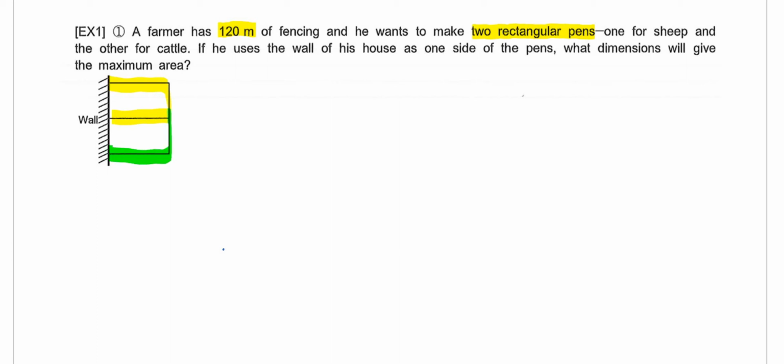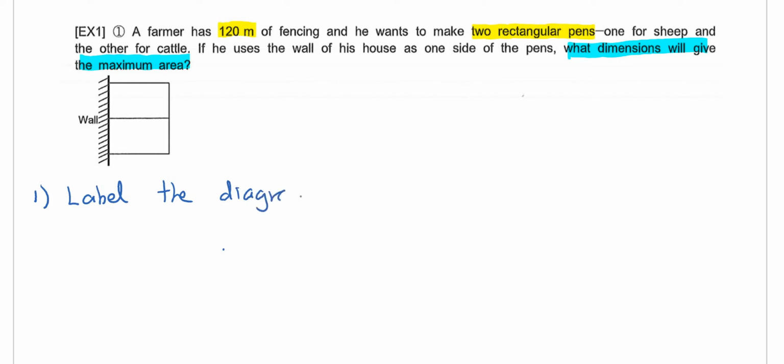Basically I have 120 meters to go around here, here, here, and on this vertical length right there. This question is asking what are the dimensions that will give the maximum area. Whenever you're doing an optimization problem, I recommend, just like in class, that we label the diagram. We're very lucky for this question because the diagram is given to us and all we need to do is label the diagram, usually with the variables x and y.